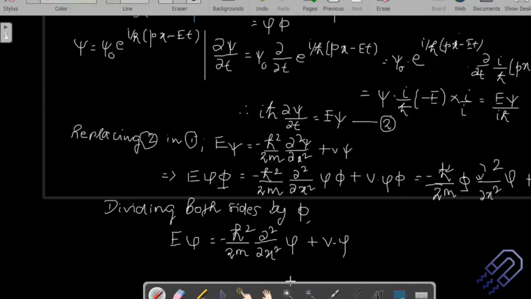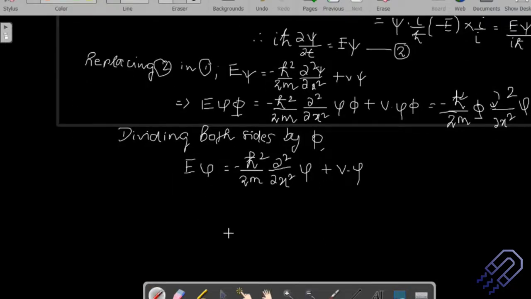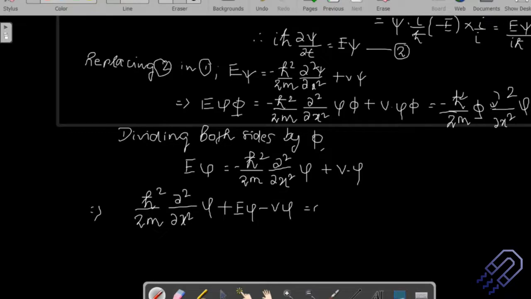psi. Now we are going to do certain adjustments, and then we are done with the expression. We can take this term on the left hand side, and there is a minus sign, so it will be plus. So I can write it down as h cut square by 2m del square del x square into psi. Then plus E psi, which was already on this side, and V psi can be taken on the other side. I can write it down as V psi is equal to 0.